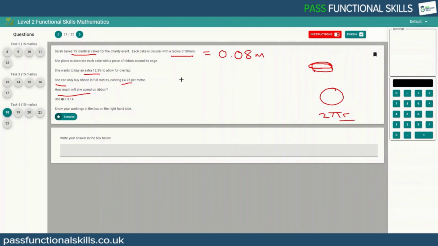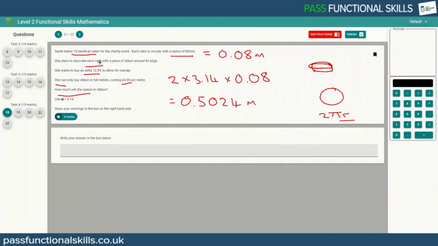So that calculation is simply 2 times the approximate value of pi given in the question, 3.14, times the radius given in meters. Typing that all into a calculator, we get the circumference of each identical cake is 0.5024 meters.